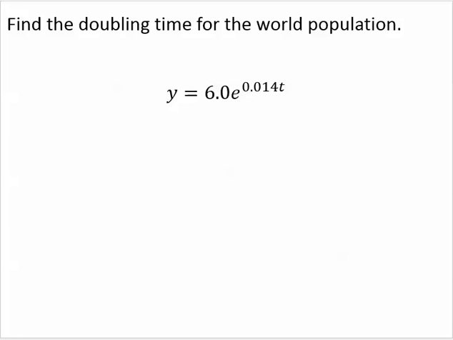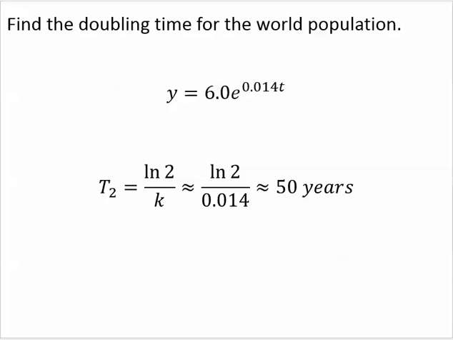Let's find the doubling time for the world population. Recall that doubling time is just log 2 divided by k. So we get about 50 years.